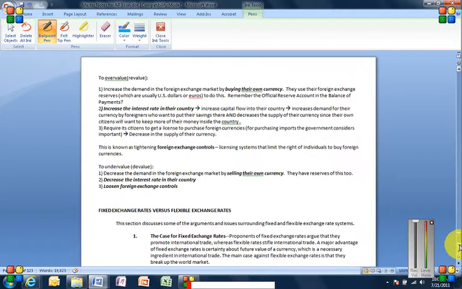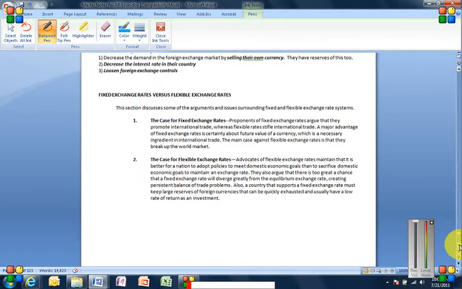So, which one's best? Fixed exchange rate or flexible exchange rate policy regimes? Well, there's, as you can probably guess, reasons for and against each. In a nutshell, the case for fixed exchange rates is that fixed exchange rates can promote international trade, whereas flexible exchange rates stifle international trade.